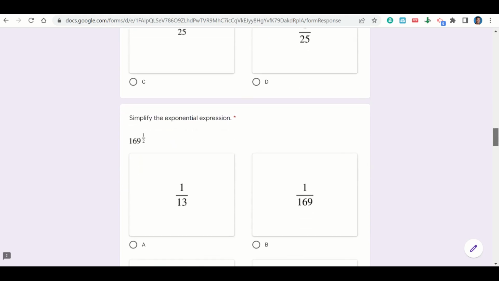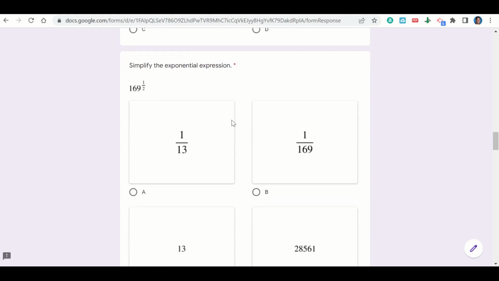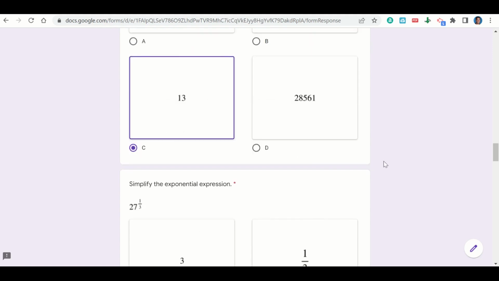Now let's find one with a fractional exponent. So here, 169 to the 1/2 power. Well, remember, 1/2 power means that we're going to take the square root of it, because we're taking the second root of 169. Well, the second root of 169 is the square root, so the square root of 169 is 13. So this will be our answer.